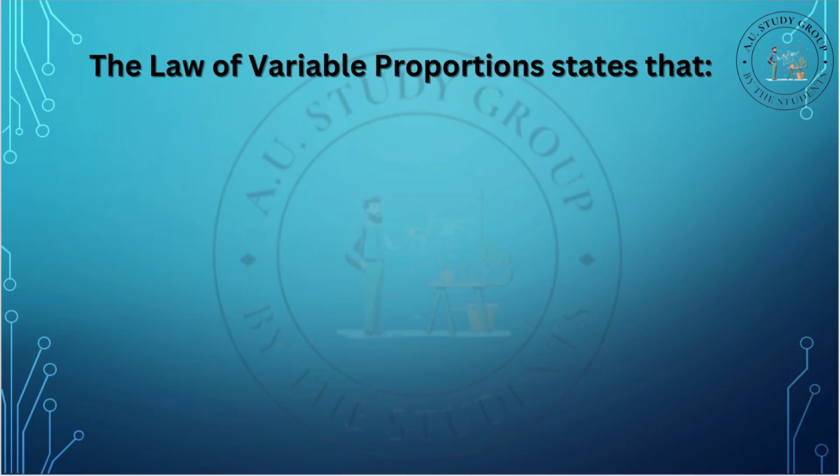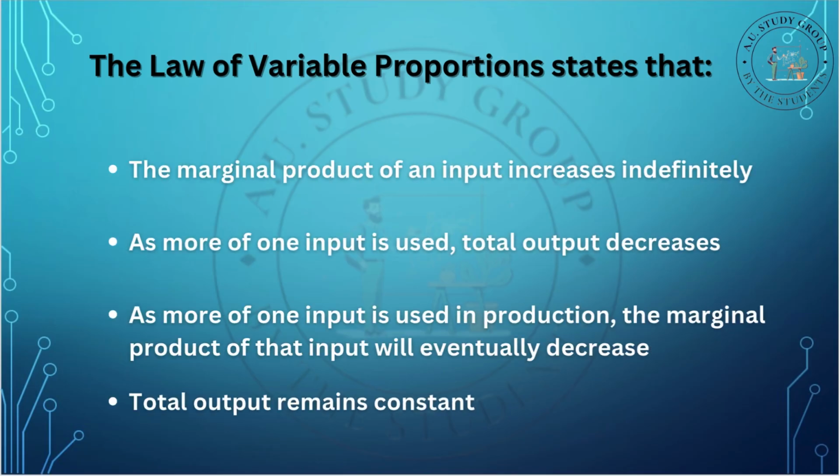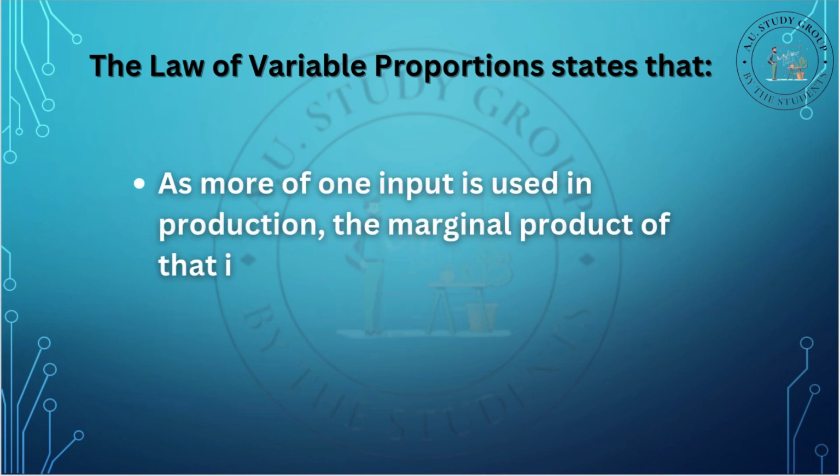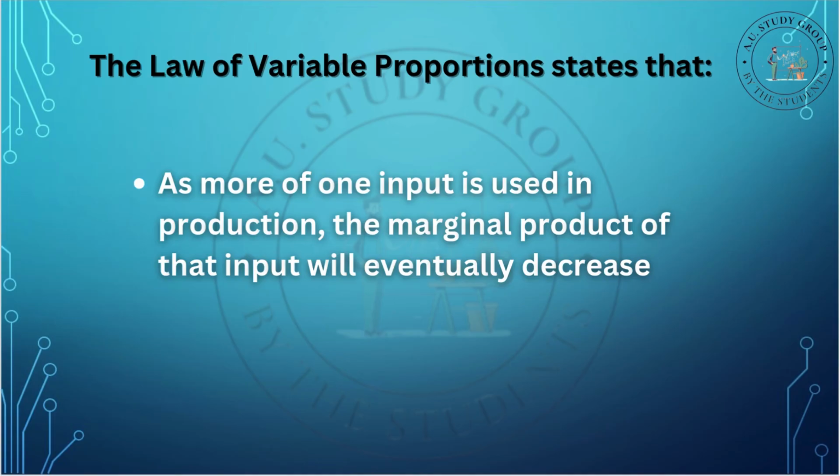The law of variable proportion states that the marginal product of an input increases indefinitely. As more of one input is used, total output decreases. As more of one input is used in production, the marginal product of that input will eventually decrease. Total output remains constant. What is the law of variable proportion? Third one. As more of one input is used in production, the marginal product of that input will decrease. Next question.